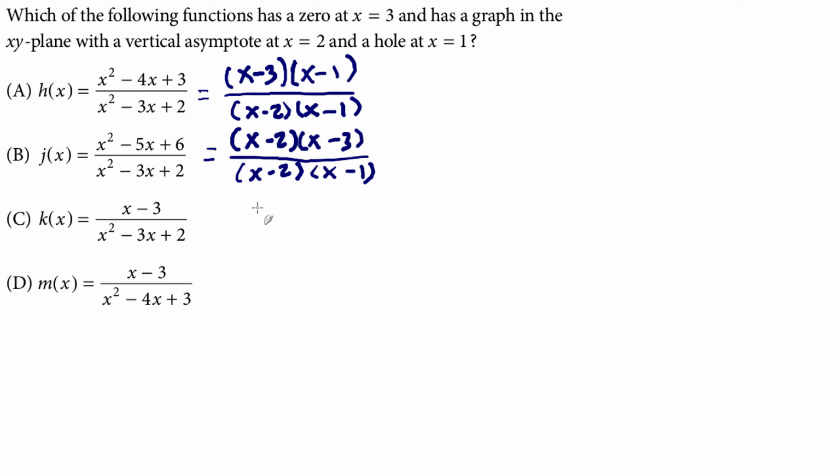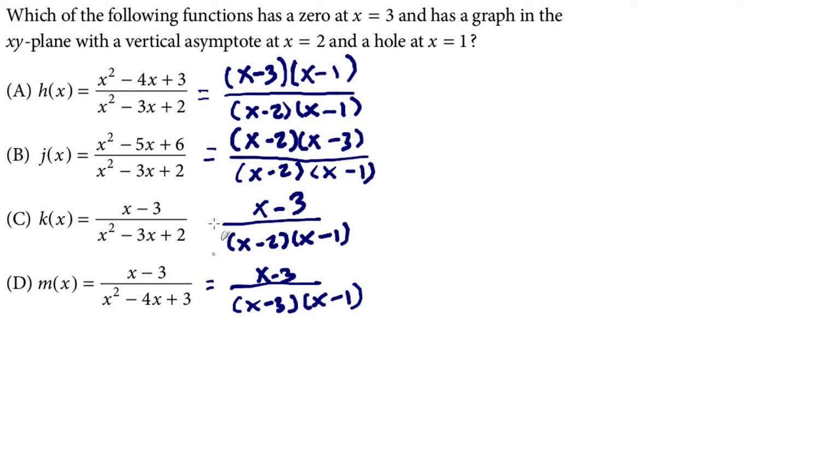For the third one, I don't have anything to factor at the top. There's no common factor, and it's linear. But in the denominator, I can still get x minus 2, x minus 1. And similarly, I don't have anything to factor in the numerator of choice D. But the denominator now, I get x minus 3, x minus 1. Okay. So now let's figure out what happens with these.